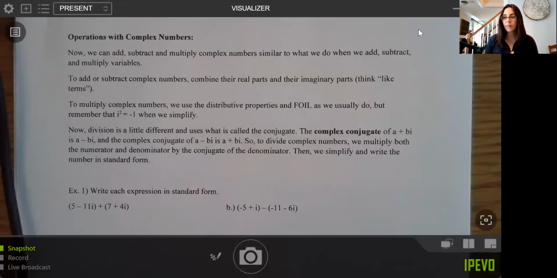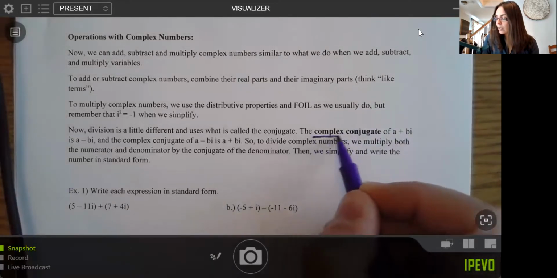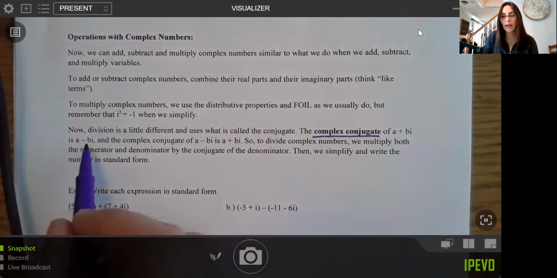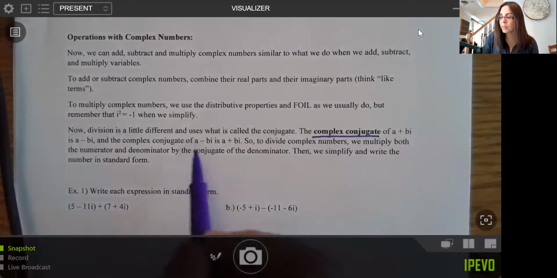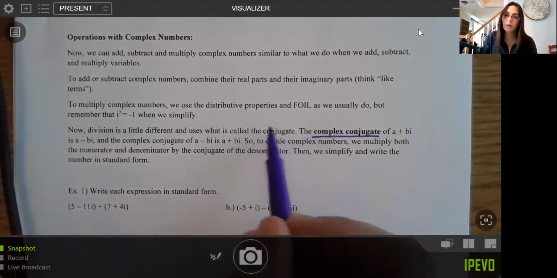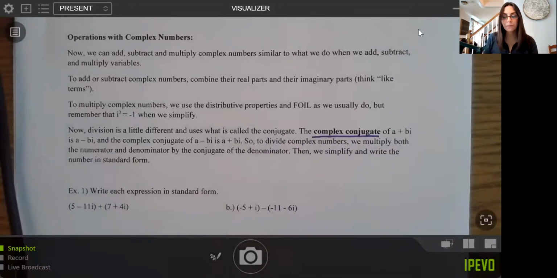Division is a little bit different. So that's where we deviate a little bit. What we have here is another definition, and it's called the complex conjugate. So the complex conjugate of a complex number, a plus bi, is just a minus bi. So only that middle sign switches. And if you have a minus bi, its complex conjugate is a plus bi. Sometimes we'll just use the word conjugate there, so you can know that those are interchanged as well. If you don't see the word complex, it still means the same thing.